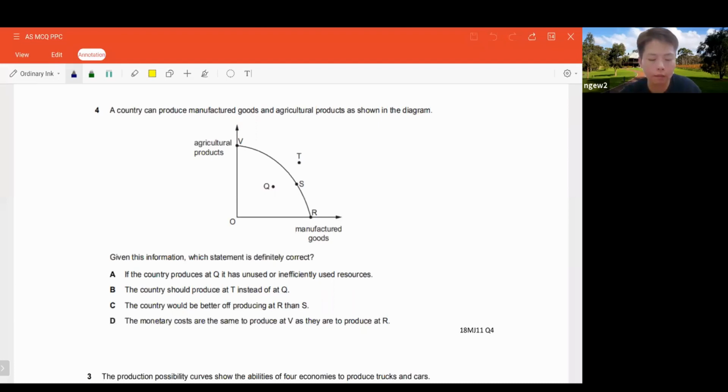Now, the question is telling you whereby this country is producing manufactured goods and agricultural goods as shown in the diagram. And guys, before you go through the answer, they are asking which statement is definitely correct. Okay, now, in order to test your understanding, or to enhance your understanding after learning any academic concepts, while you are facing the multiple choice question, write down all the information that you have learned. For example, T is outside PPC. You should know that T represents a situation called scarcity.